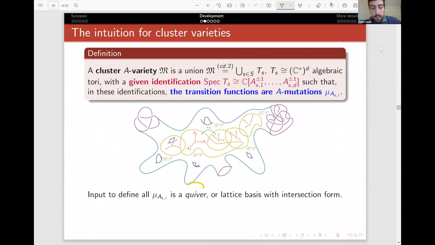But all I want to say is it's to do with a combinatorial structure called a quiver. So it's a kind of directed graph. So given a directed graph in one of these charts, you exactly determine how to transition to any of the other neighboring charts.